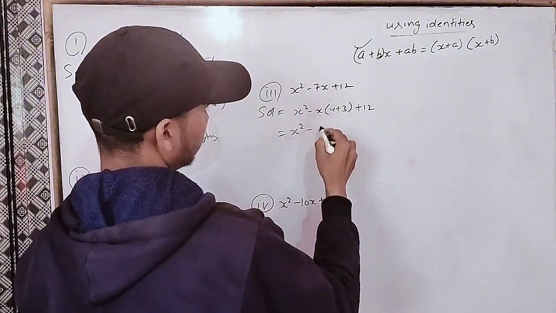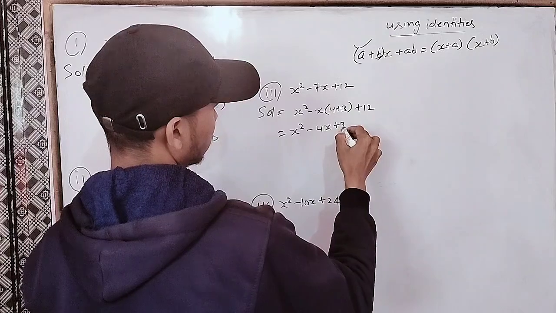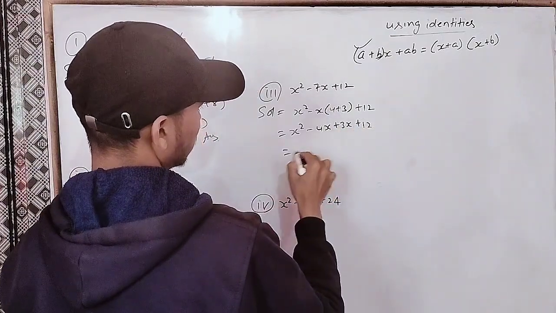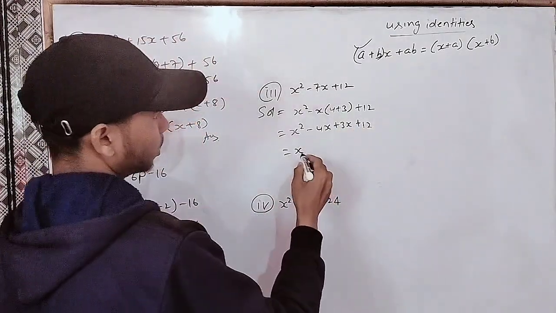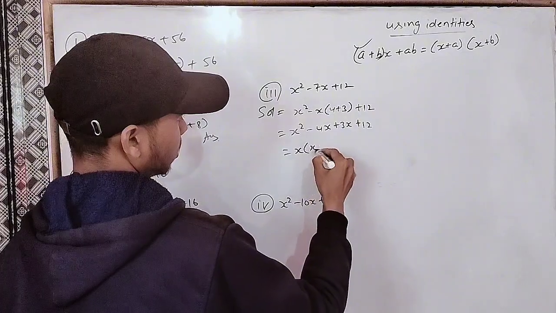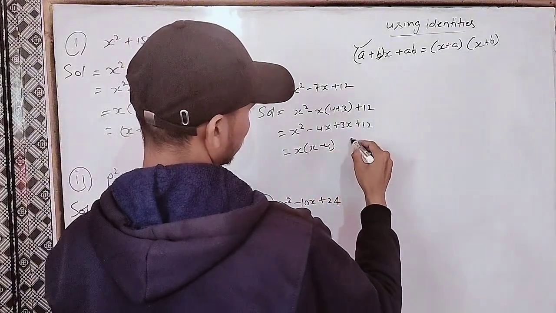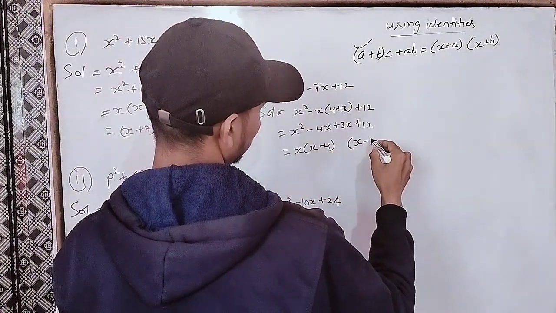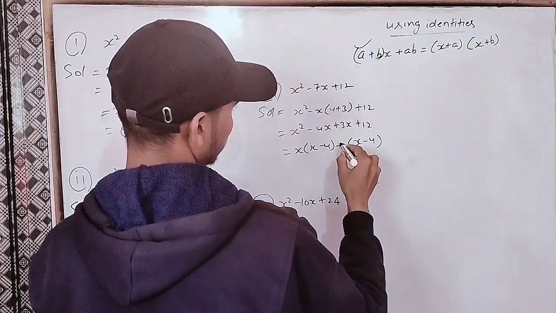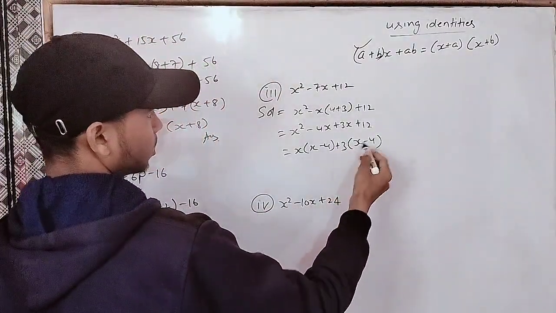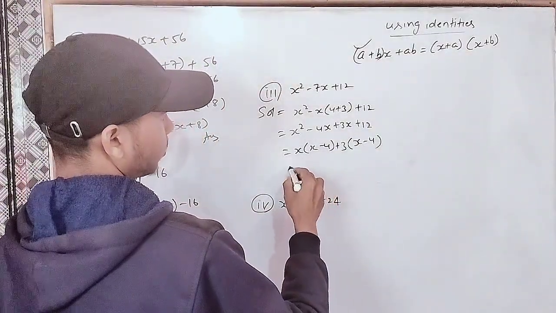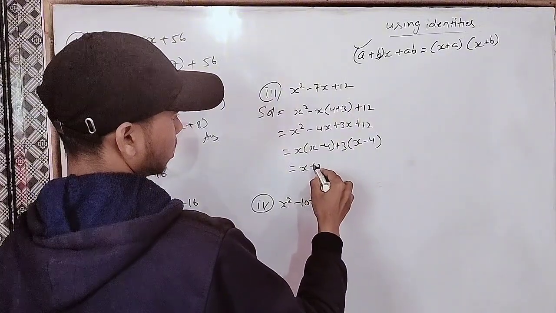Now we will multiply 4x, and now we have x which is common, x minus 4. Here x minus 4. Here we have 3, 3x, then minus 3 times 4 is 12. x plus 3.